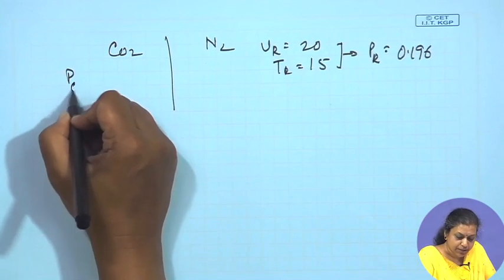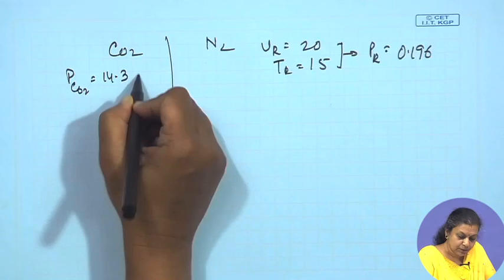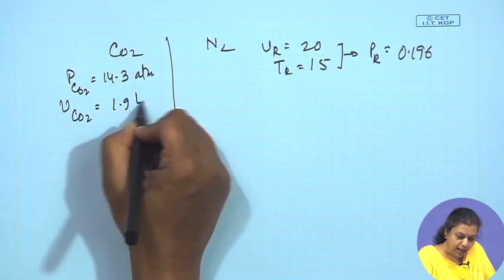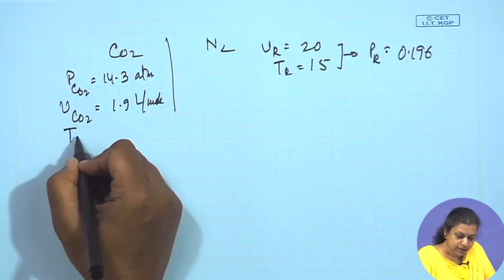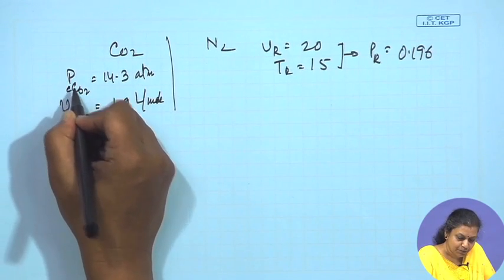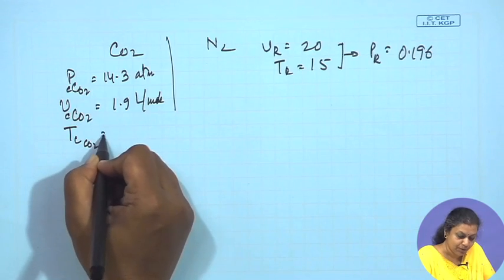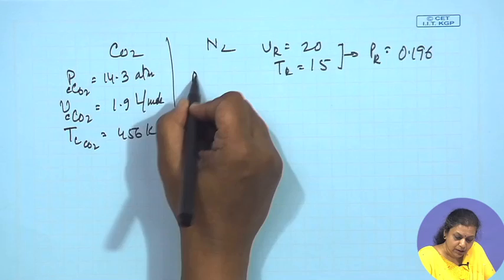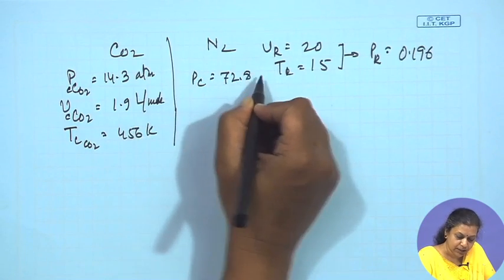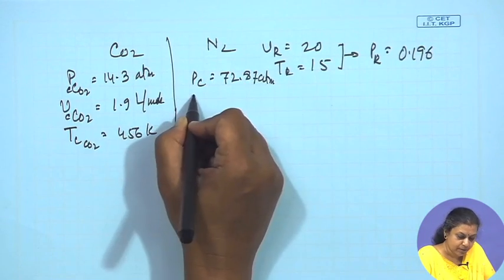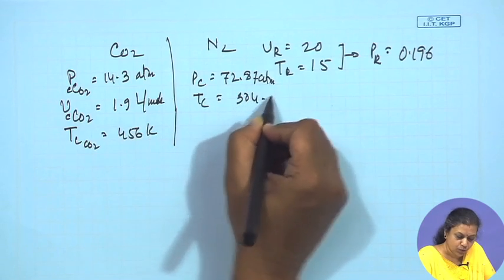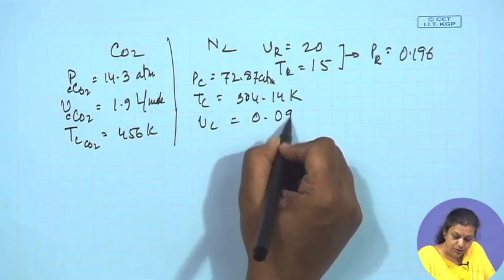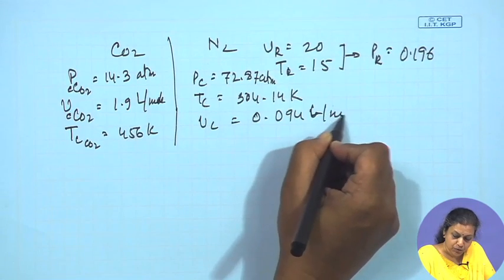For carbon dioxide, I know PC of CO2 equals 14.3 atmospheres, VC is 1.9 liters per mole, and TC of CO2 is 456 Kelvin. For nitrogen also we find the PC is going to be 72.87 atmospheres, TC is going to be 304.14 Kelvin, and Vc is going to be 0.094 liters per mole.